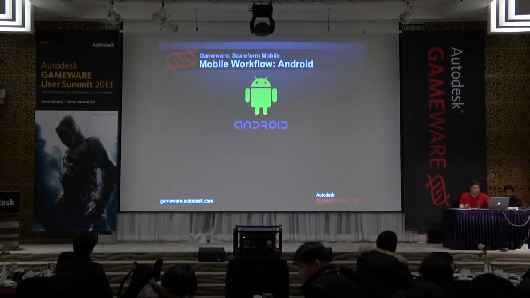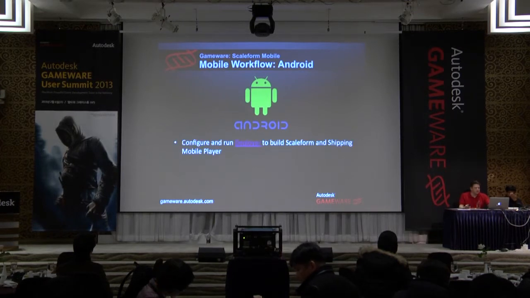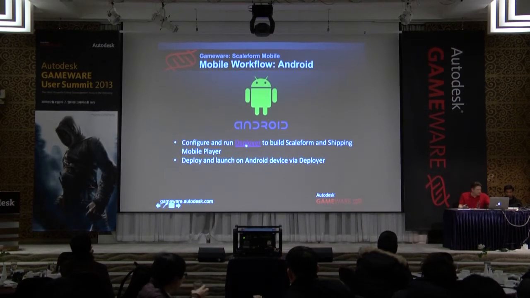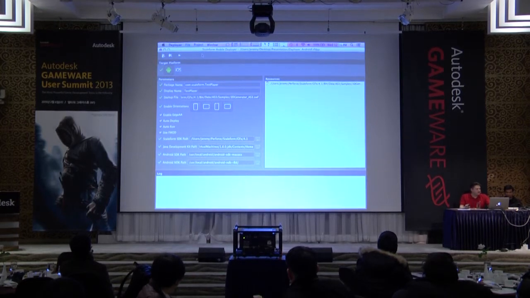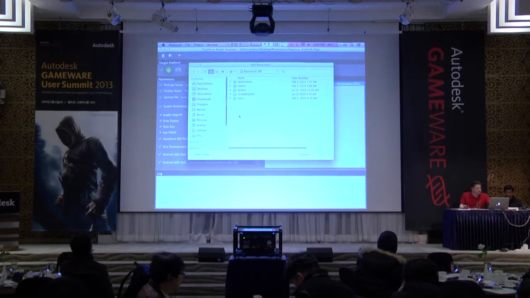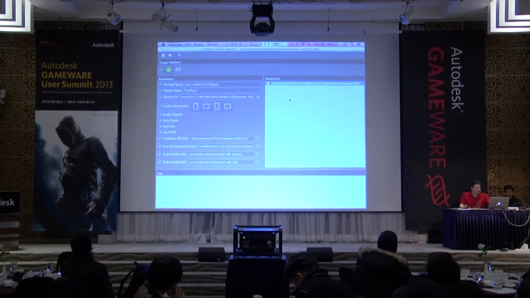So first, Android, the workflow is basically this. We configure and run the deployer, and then you can deploy directly to the device from the deployer. And this is what the deployer looks like. Basically, it's a GUI. It's based on Qt, and it allows you to configure, as I said, the package name, the display name, the startup file, which you can select here, and you can select a file or multiple files and add your assets.